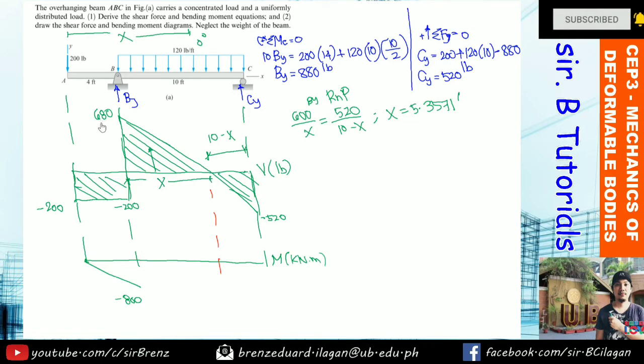nito. So plus 1/2 of the base, which is 5.3571, times the height na 680, or area of a triangle. So magiging second degree lang. So negative 800 plus the area of a triangle, or 1/2 of 5.3571 times 680. Okay, so ang answer is 1021.414. So positive siya.